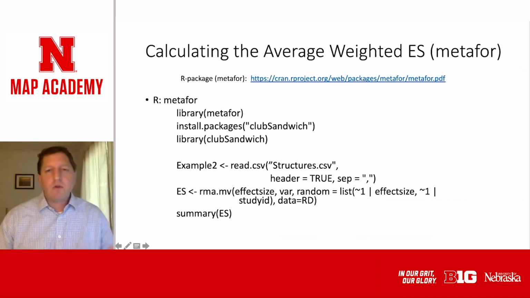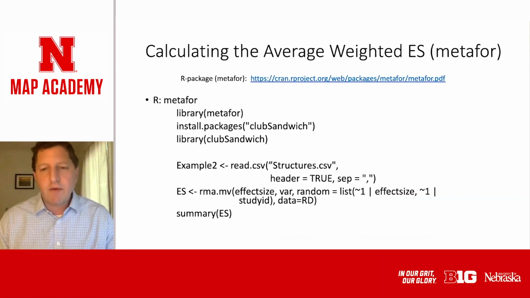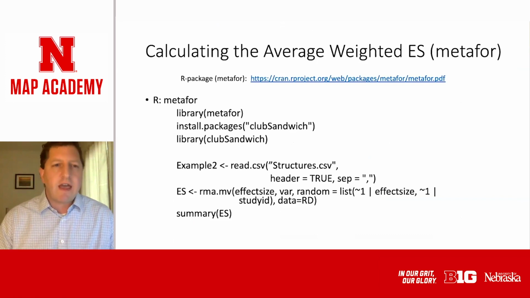The other way that you could run the meta-analysis is with multi-level modeling rather than robust variance estimation. For that you would use metafor, which is a package in R. There's no Stata equivalent that I know of. But you can get the R package for metafor here. It's also at the end.